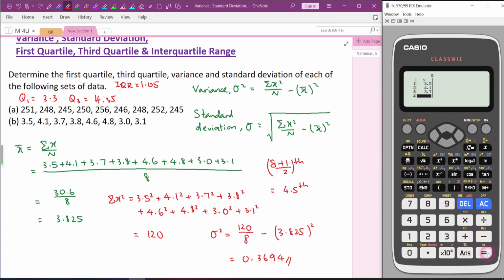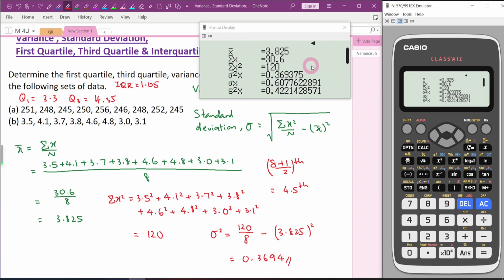3.7, 3.8. Make sure you key in all the data correctly. 4.6 and 4.8, 3.0, 3.1 equal, option one variable calculation. Okay, mean is 3.825. Okay, correct.